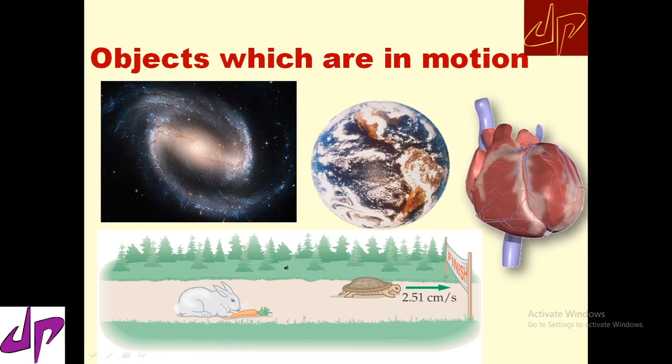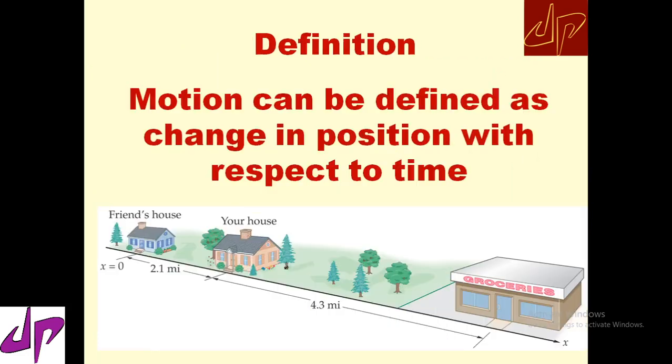After recalling the motion, objects which are at rest and objects which are in motion, we can define the motion. Motion can be defined as the change in the position with respect to time. So this is the definition of the motion.